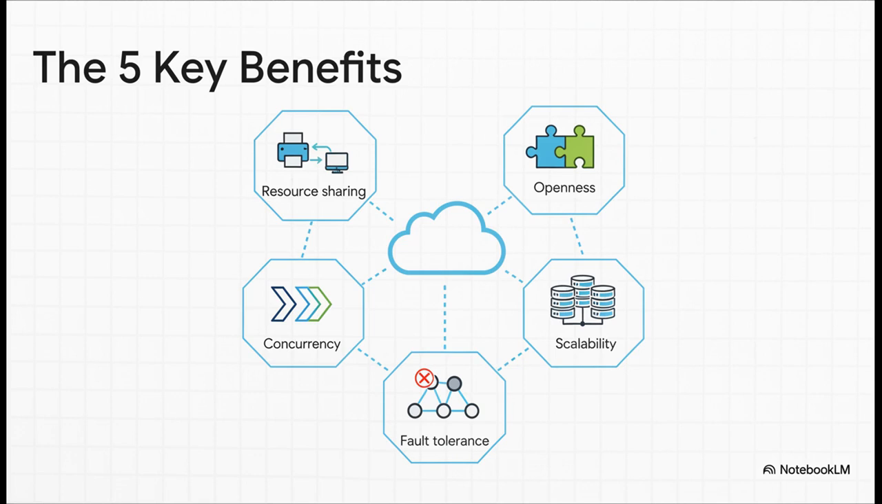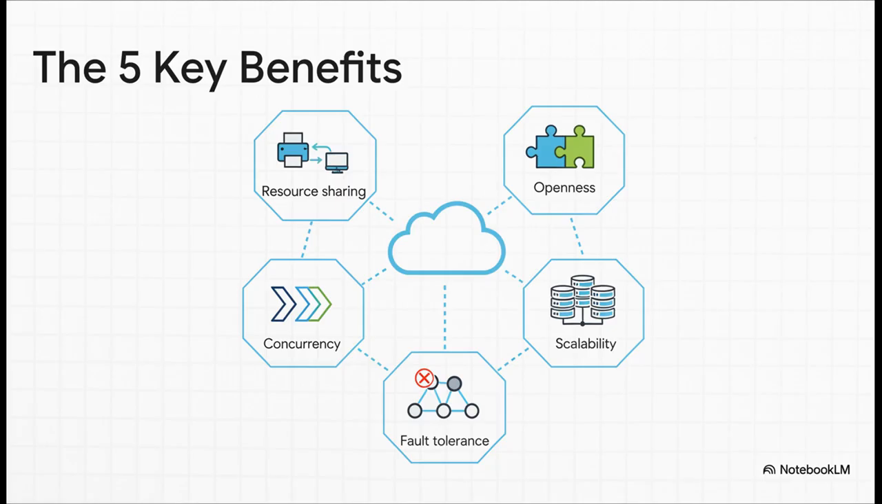So, you might be wondering, why bother with all this complexity? Well, the payoffs are huge. First up, you get resource sharing. The classic example is one printer serving a whole office over the network. Simple but powerful. Then there's openness, which is all about using standard ways for things to talk to each other so you can mix and match components from different creators. Concurrency is another big win. You can have multiple things happening at the same time on different machines, which just speeds everything up.